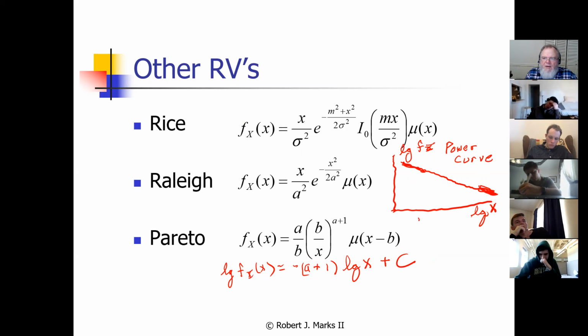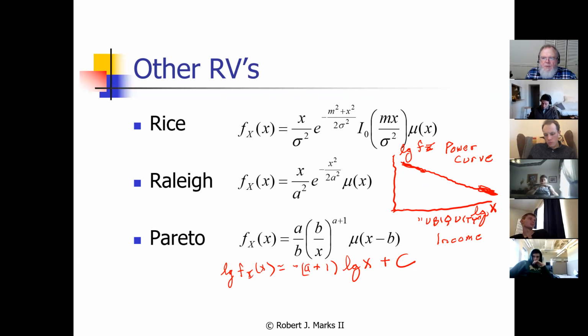There is this book referred to as Ubiquity, which goes all over the places where the power curve is used. I'll give you an example. One is income. Probably you as graduate students are right in here. I, as an old professor, am probably right in here. And Bill Gates and Elon Musk are way up here. Very small number of occurrences, right?